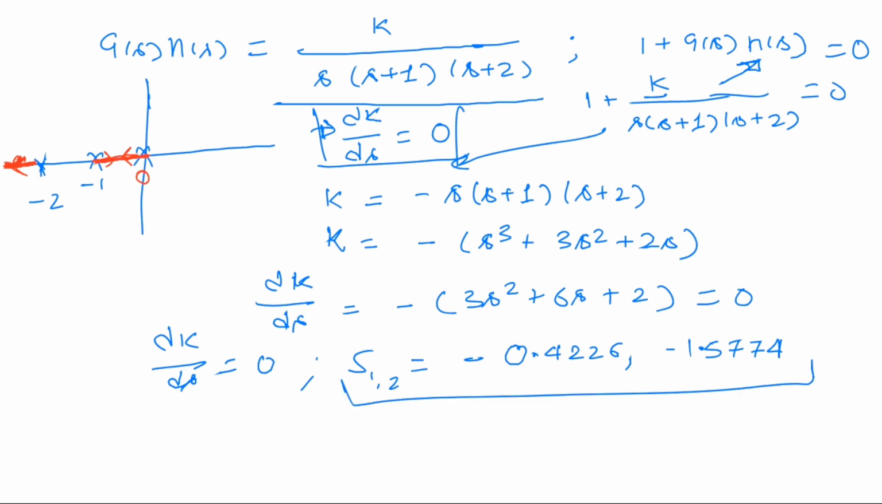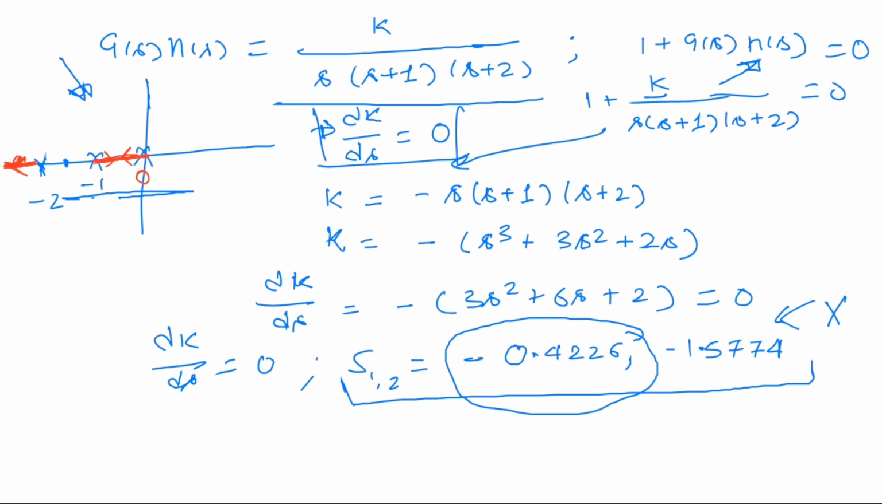Now let's again come back to the root locus over here. As we know, the breakaway point exists between 0 and -1. So this point, -1.5 somewhere here, cannot be a breakaway point because it is not part of the root locus. So definitely -0.4226 is going to be the breakaway point.